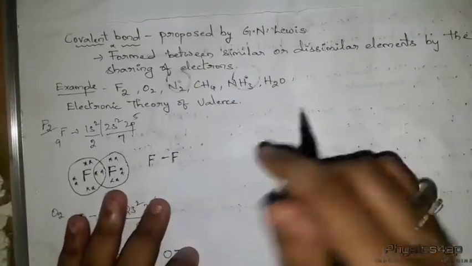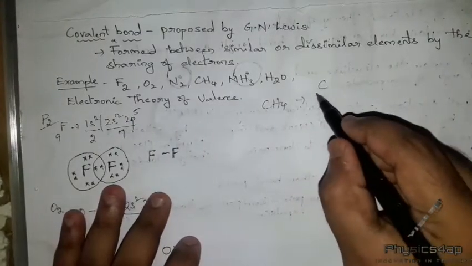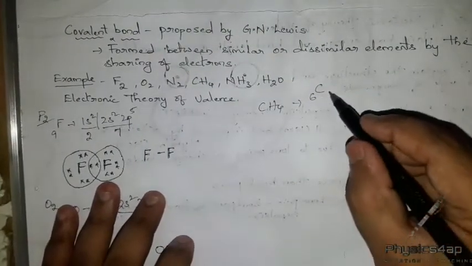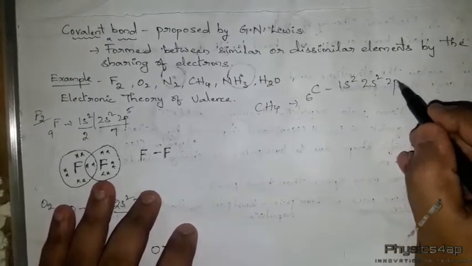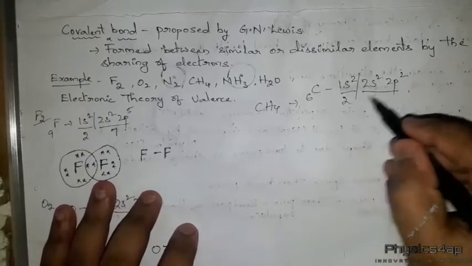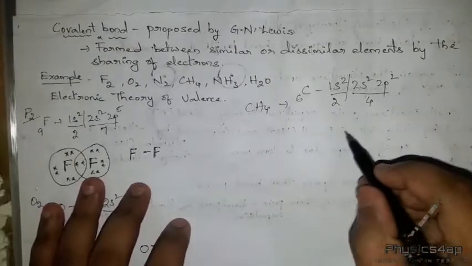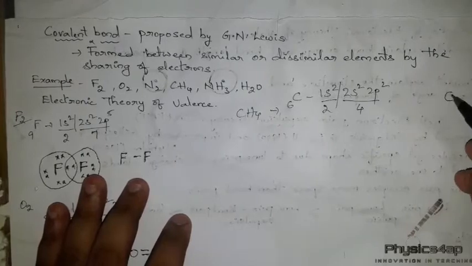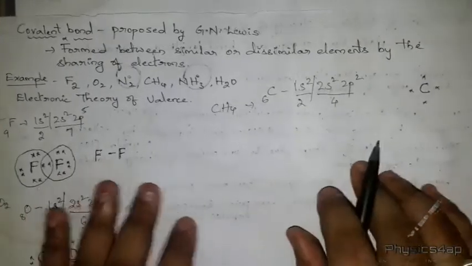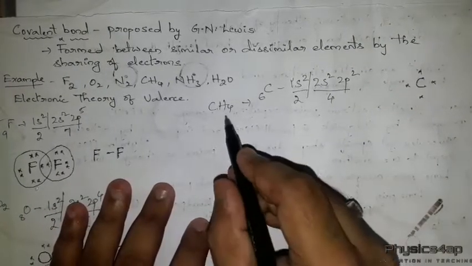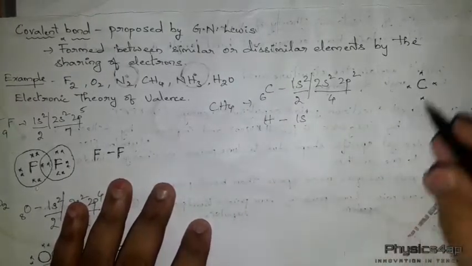Now coming to the next one, CH4, methane. When we write the dot structure, first we write the atomic number, carbon 6, and the electronic configuration as 1s2, 2s2, 2p2. So the outermost orbit has four electrons. When we draw the dot structure, carbon has 1, 2, 3, 4 electrons placed around it, and hydrogen has only one electron.